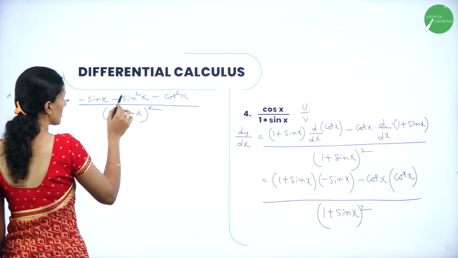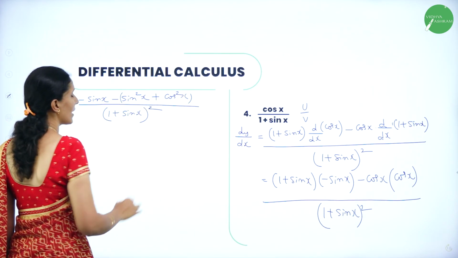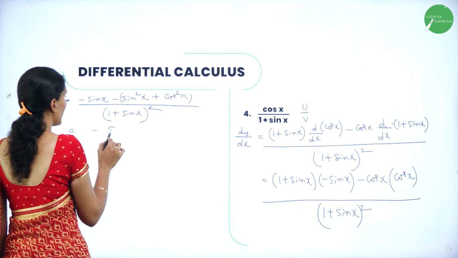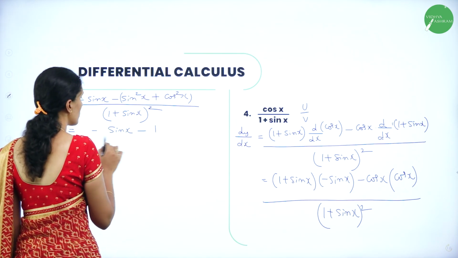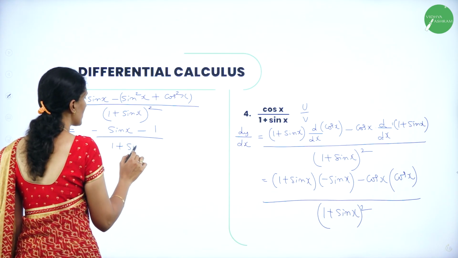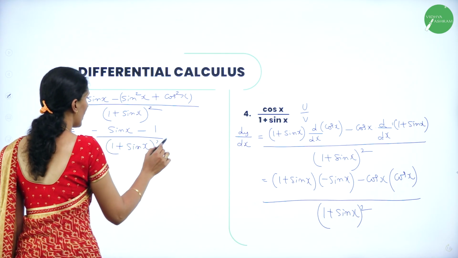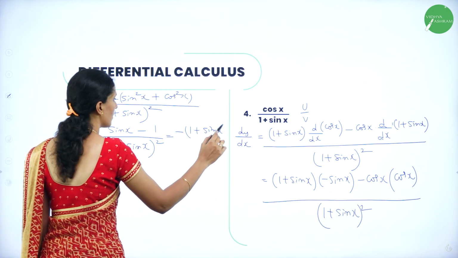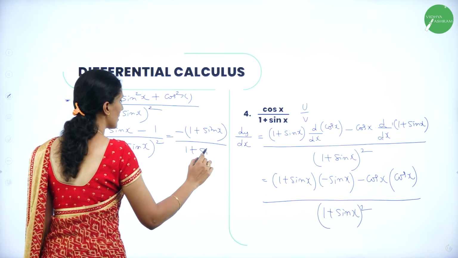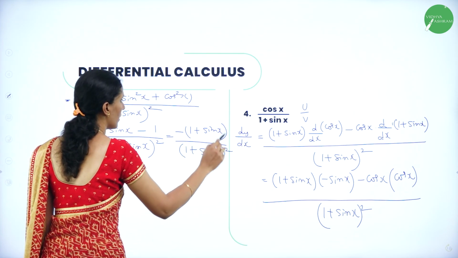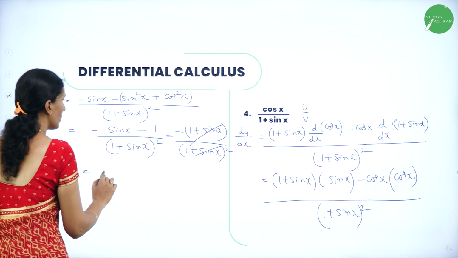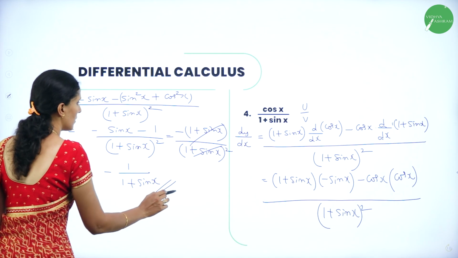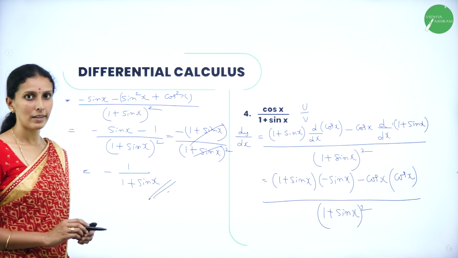Now if you take minus common, this becomes sin square x plus cos square x, whose value is 1. So minus sin x minus 1 divided by 1 plus sin x whole square. Again, if you take minus common factor, it is 1 plus sin x divided by 1 plus sin x whole square. It gets cancelled. So the value is minus 1 by 1 plus sin x. So this is the derivative of the given function.